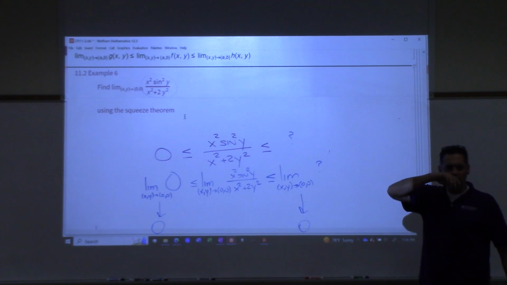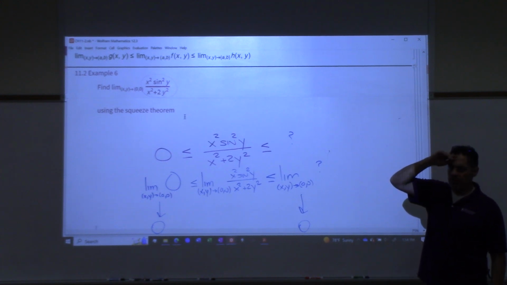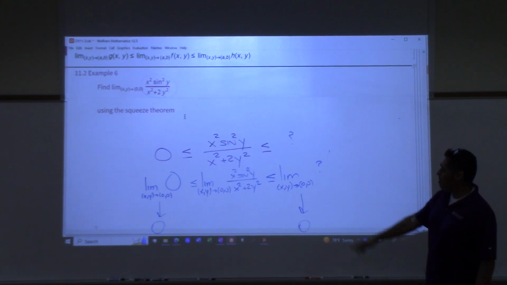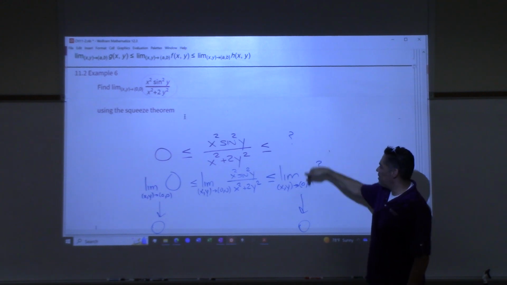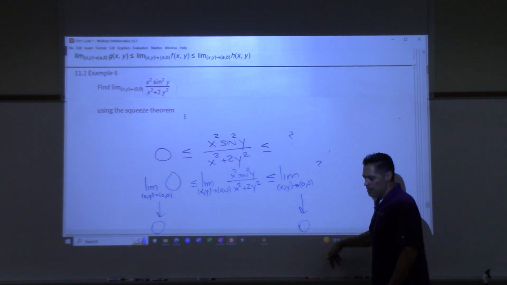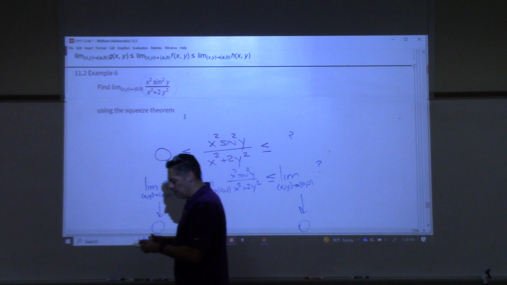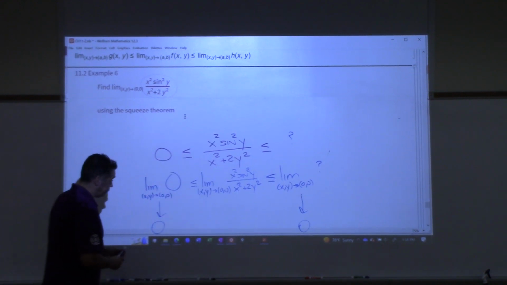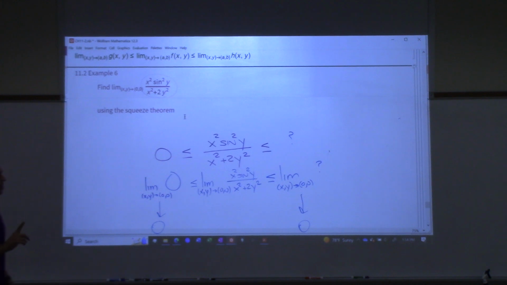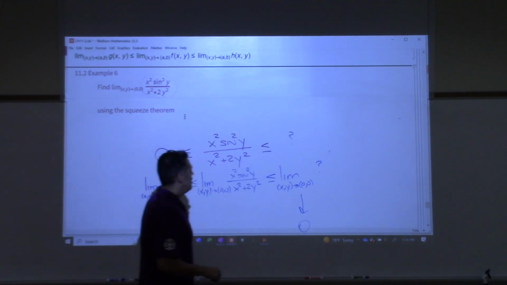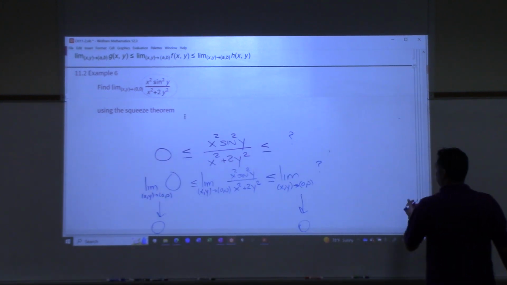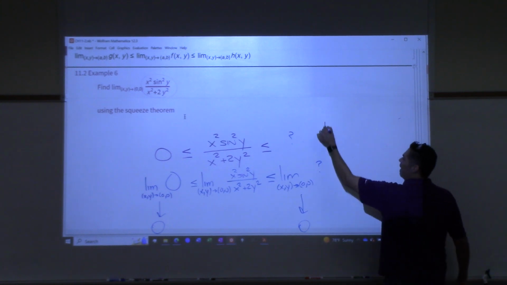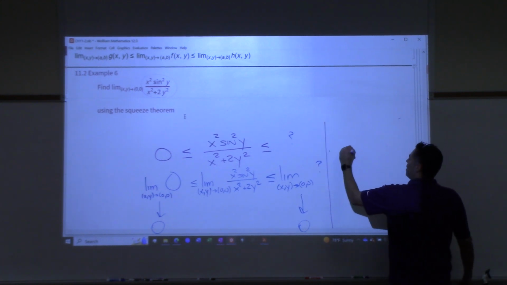Does that kind of make sense to y'all? Those of you who've seen the squeeze theorem a little bit? The question is what goes here that when I take the limit goes to 0. That's a hard thing to just see right away. So I'm going to help us see it by moving to the side over here. I'll try to stay on camera. All right, I'm just going to take a look at this.